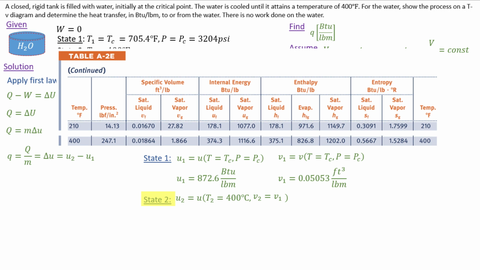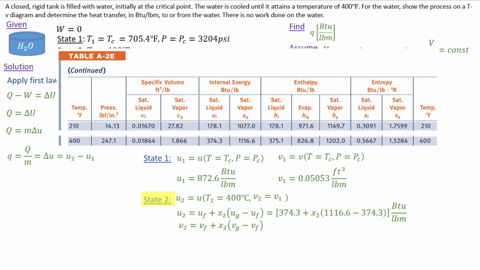Well, actually, it'll be the two-phase region because the specific volume is constant, if you think about the direction on the TV diagram. But anyway, I can see at 400 degrees Celsius and a specific volume of 0.05053 feet cubed per pound mass, I can see that I am two-phase. I'm between the V sub F and the V sub G value. And so if I calculate what my internal energy is based off of the quality, I can pull off the U sub F and the U sub G values off the table, but I do need to calculate the quality, and I can use my specific volume to do that.